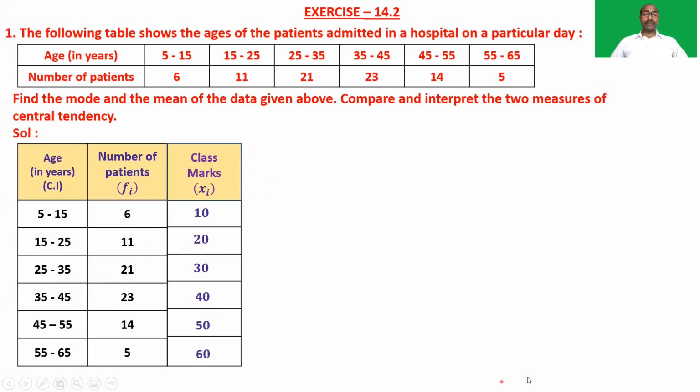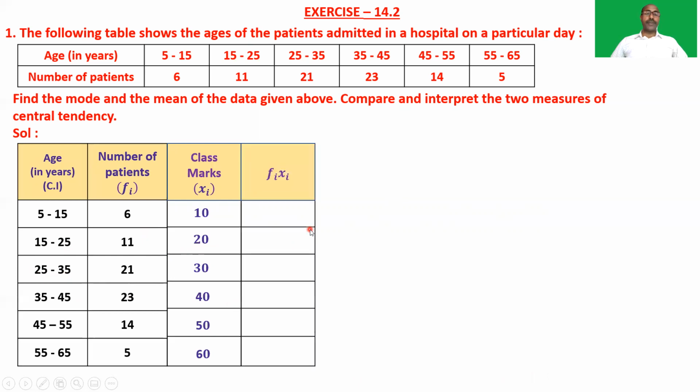Now the fourth column we have to take is fi into xi, that is, the products of fi's and xi's. 6 into 10 is 60, 11 into 20 is 220, 21 into 30 is 630, 23 into 40 is 920, 14 into 50 is 700, 5 into 60 is 300.